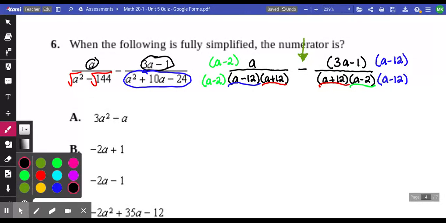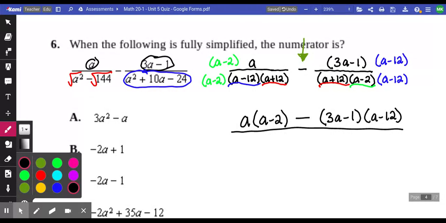The first fraction became a times a minus 2, minus the second fraction was 3a minus 1, a minus 12, divided by a minus 2, a plus 12, a minus 12. Common denominator completed.